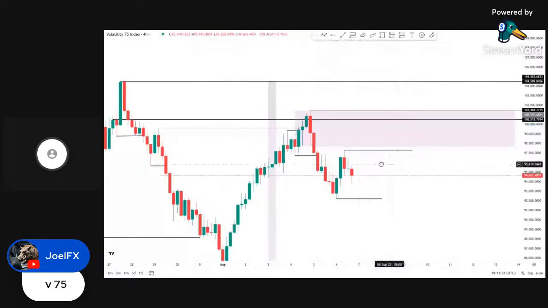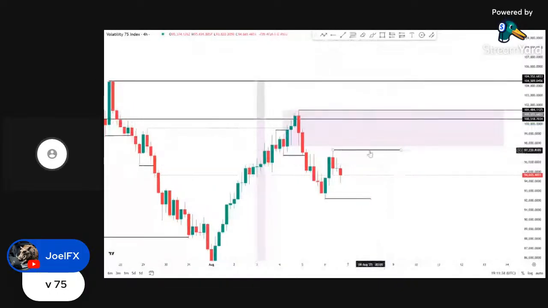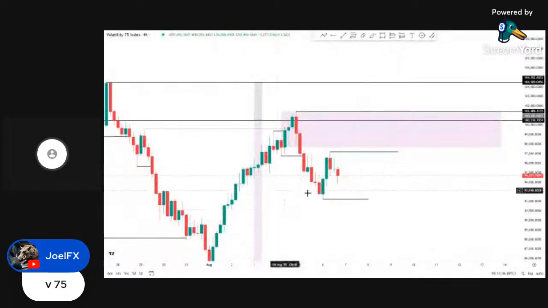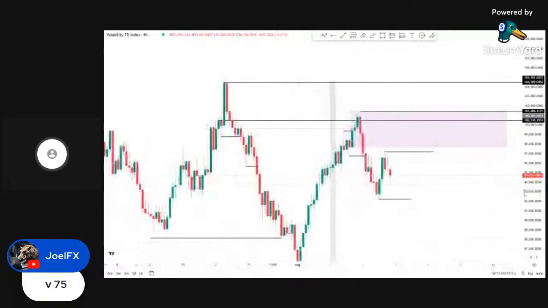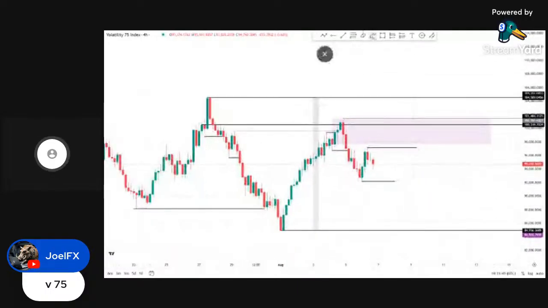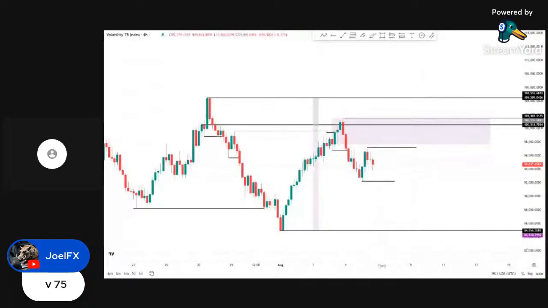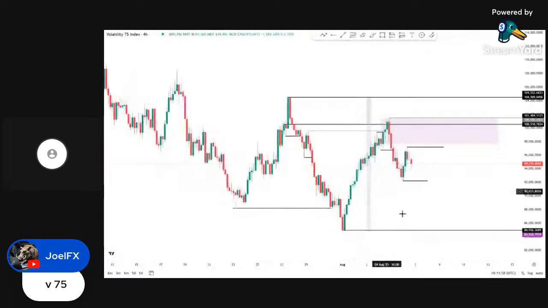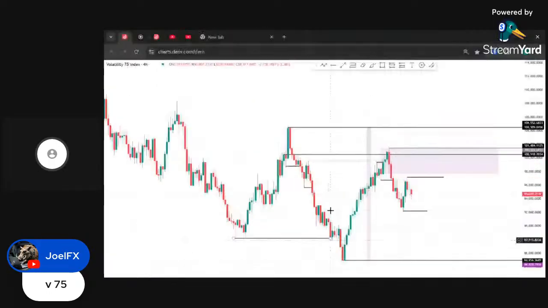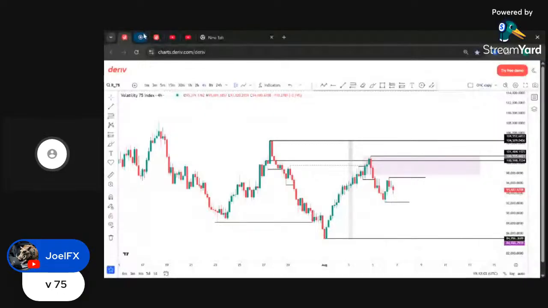So yeah, that's what I'm seeing, without going to the lower time frames like 1 hour to see, but just from here I could see things. If this should happen, then I should expect this. So this is my view on V75. We are still bearish. So that's that on V75.